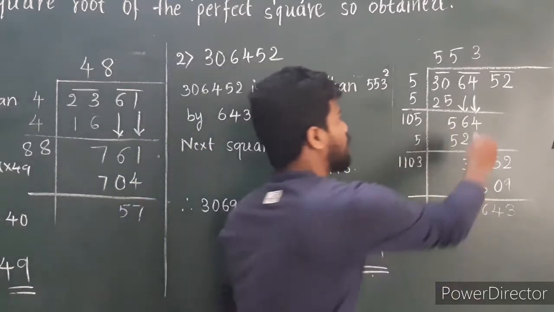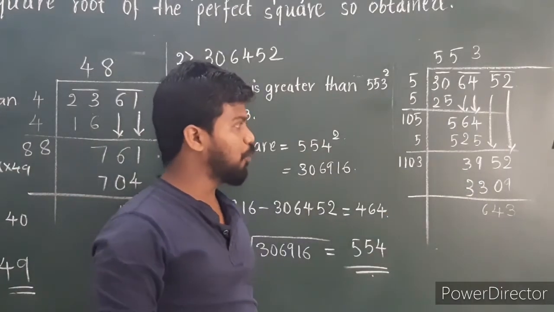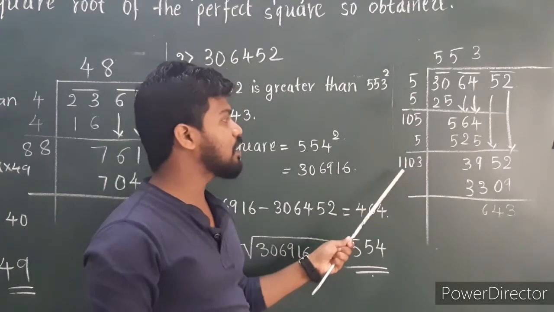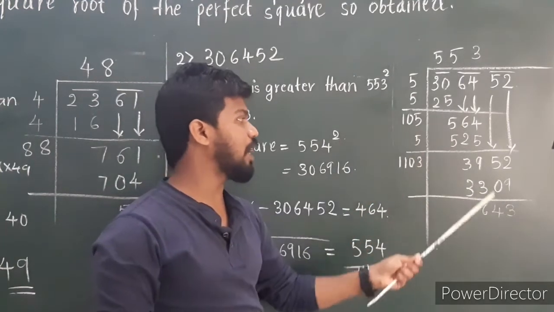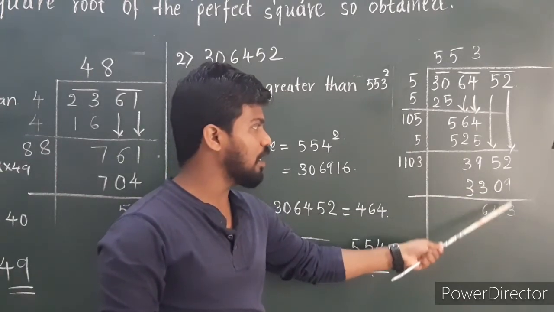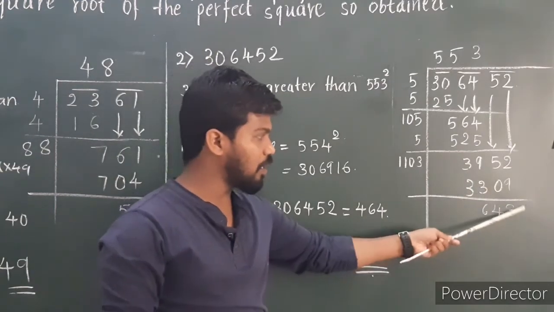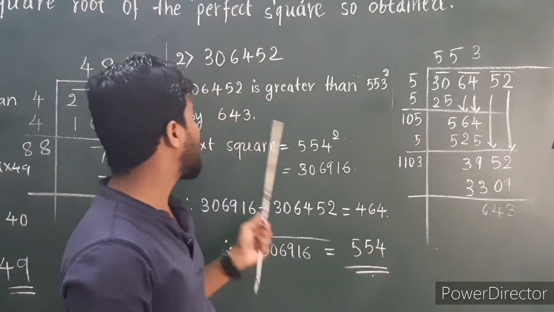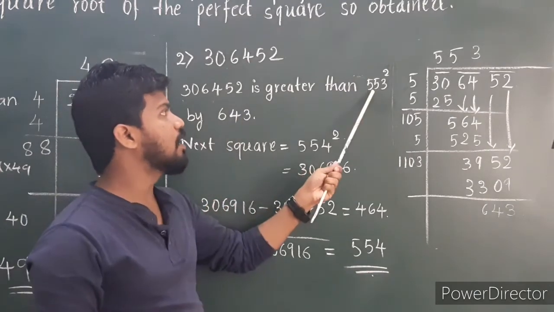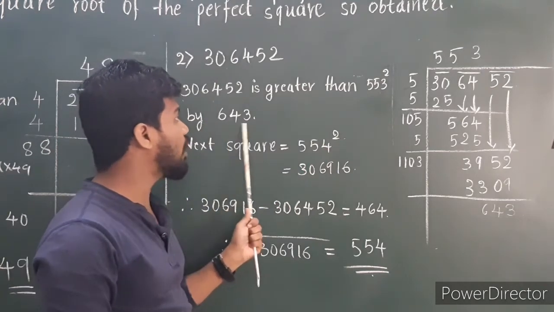The next two numbers are 5 and 2. So 3,952. Okay. So 5 plus 5 you get 10, 1 carry 1 and 1. So next 1,103 into 3 you get 3,309. Subtract: 12 minus 9 you get 3 and 4, and here it is 9 minus 3, you get 6. The final remainder you get is 643. Clearly you see that 3,06,452 is greater than 553 square by 643, which is the remainder.